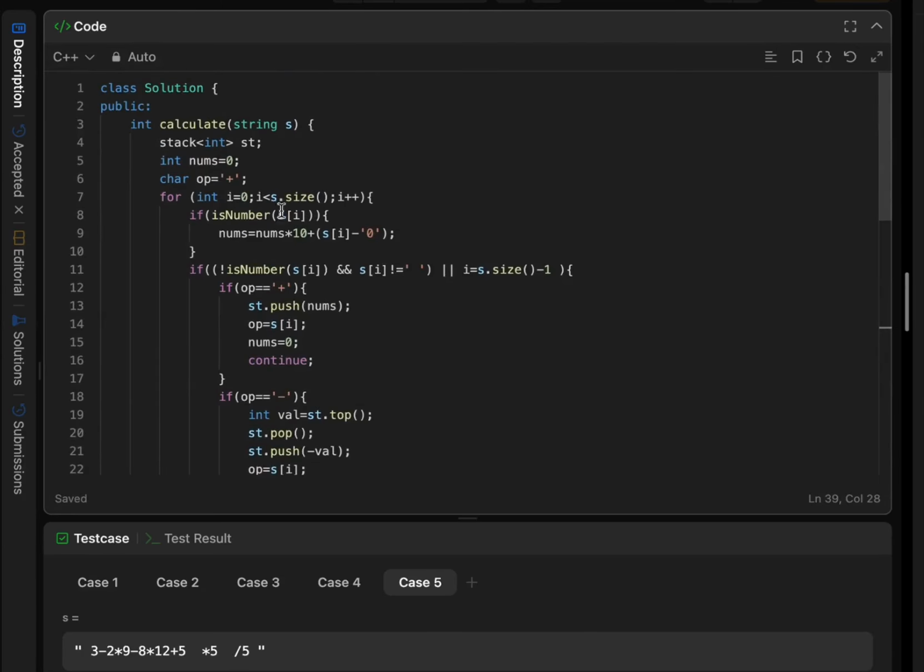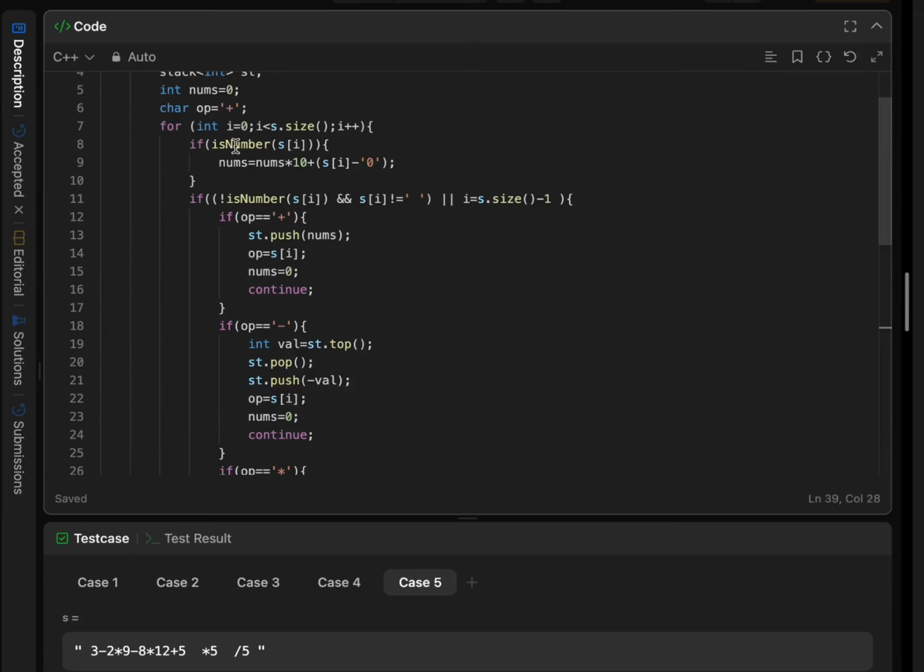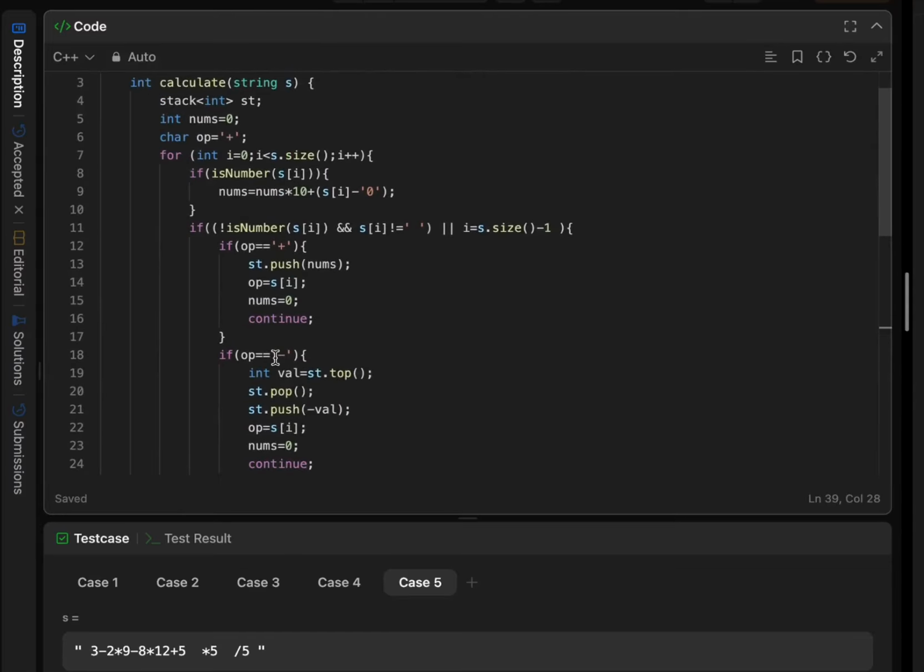Okay, so let's say for example we have 3, so 3 is a number, so nums will be 3, then minus. So first the operator equals to plus, st dot push 3, op is equal to s of i, which will be minus, nums equals 0, and continue. Then we got 2, so nums is 2. Then we got the multiplication. Then we have operator minus, so we will pop out st dot top, which will be 2, st dot pop, push minus 2, op equals to multiplication.